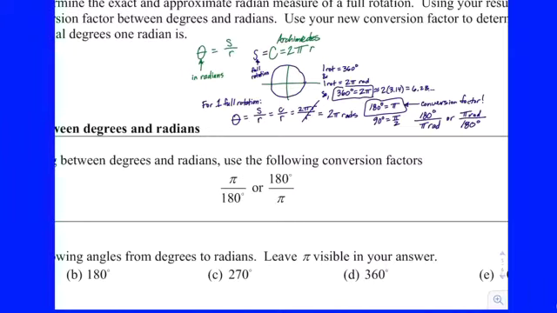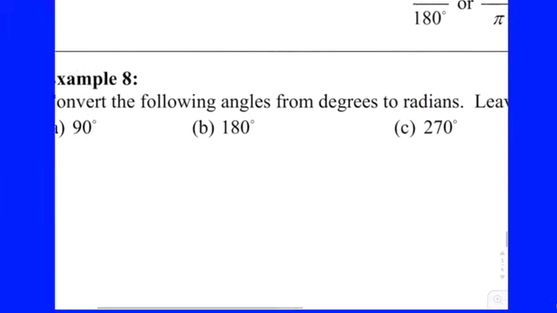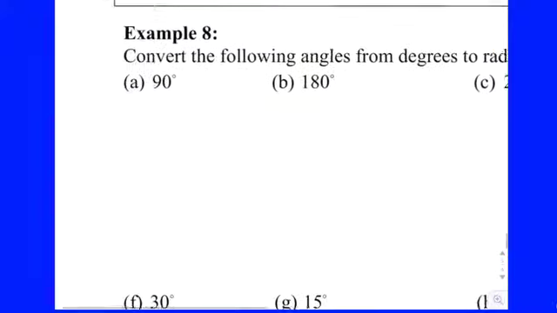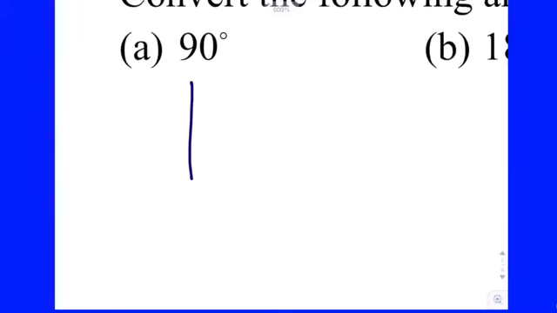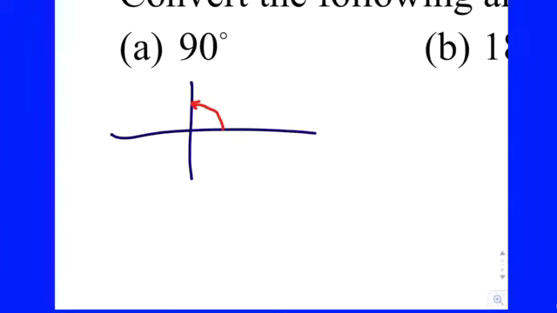Okay, so let's go ahead and do example 8. It says convert the following angles from degrees to radians. Leave pi visible in your answer. Okay, I'm going to draw it first. 90 degrees is right here. I want to know how many radians that is. So here's what the conversion will look like. You're going to memorize this soon enough.